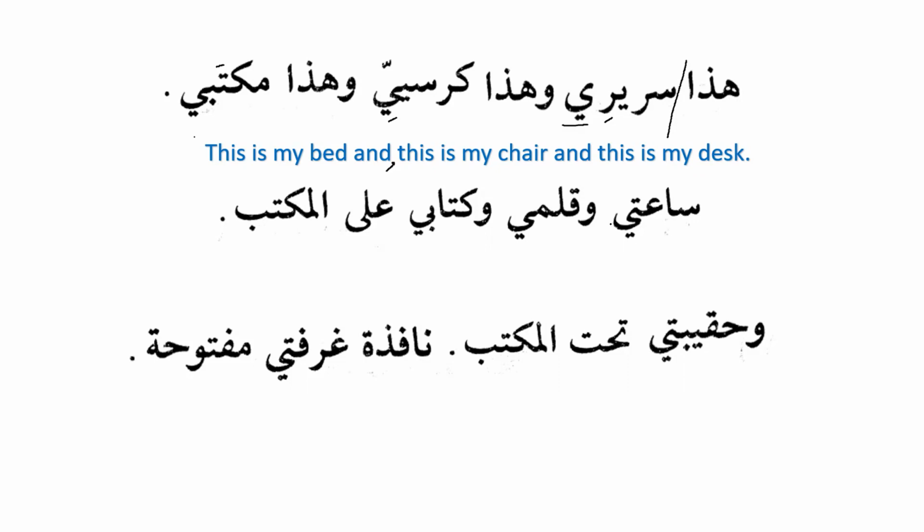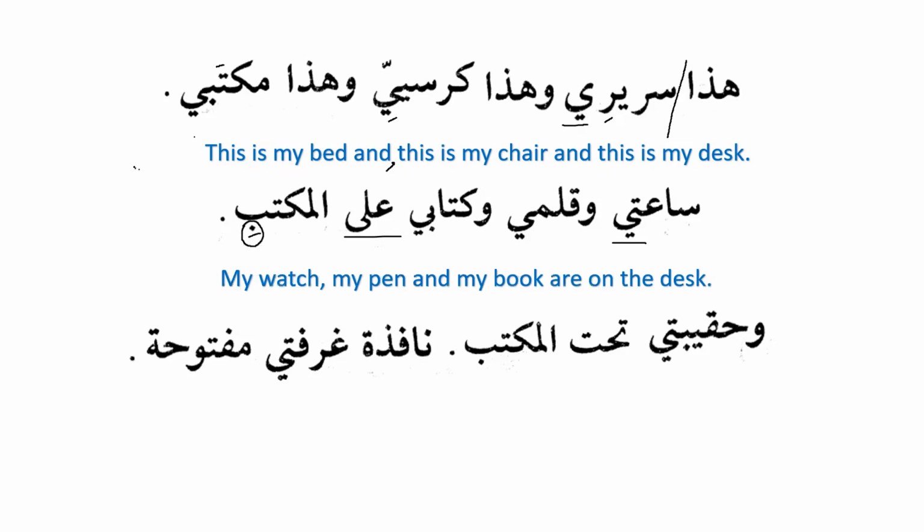Sa'ati. So sa'ati will be my watch. And we can see ya al-mutakallim over here. So my watch, wa qalami, and my pen, wa kitabi, and my book, alal maktabi, are on the desk. Now we know that after the preposition, the noun is also majroor, meaning it takes kasra. So my watch, my pen, and my book are on the desk.